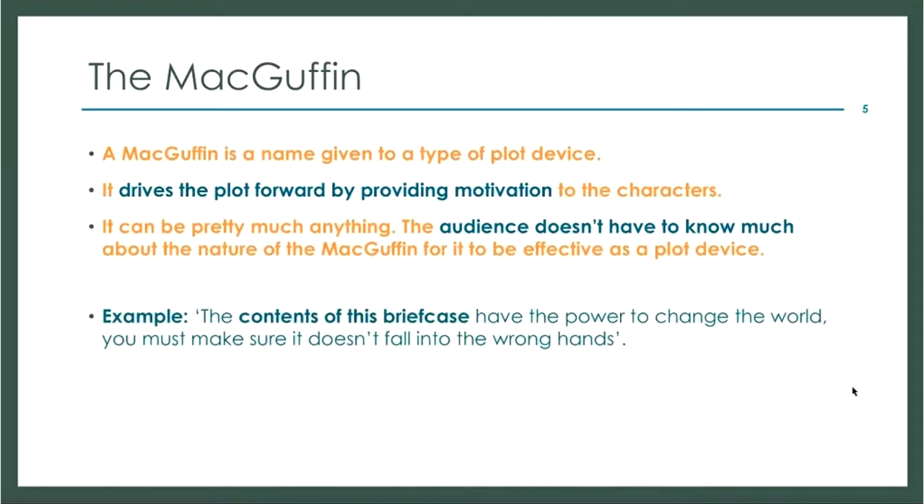So an example, which I just made up myself, would be, say you have two characters, one of them has a briefcase, and they say to the other one that the contents of this briefcase have the power to destroy the world. You must make sure it doesn't fall into the wrong hands. So in this case, the MacGuffin is a suitcase. It's obviously very important within the film, but as an audience, we actually don't know what it is. But that doesn't really matter.